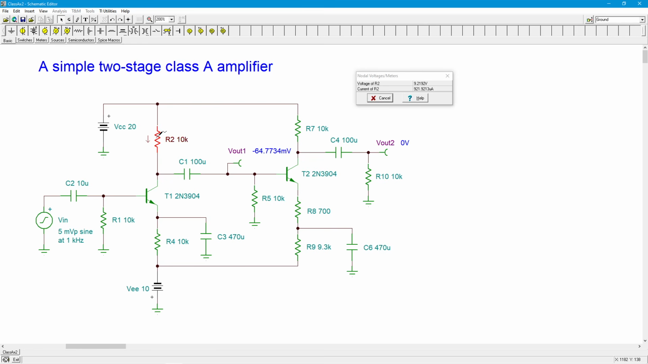Let's see. We're getting about 9.2 volts across this collector resistor, and just about 922 microamps. Over here, we're getting the same exact values. Let's see, the current down here through this emitter resistor is 928.4 roughly. Same thing over here, 928.4. All right, the voltages here are different because this is split, right? I've got the 9.3 plus 700 versus a single 10K.